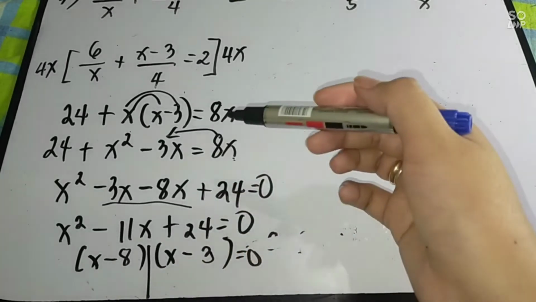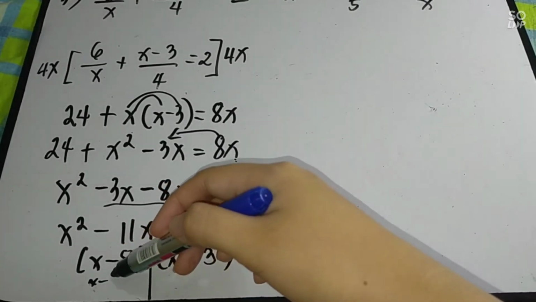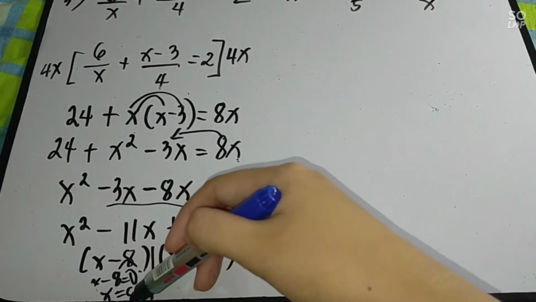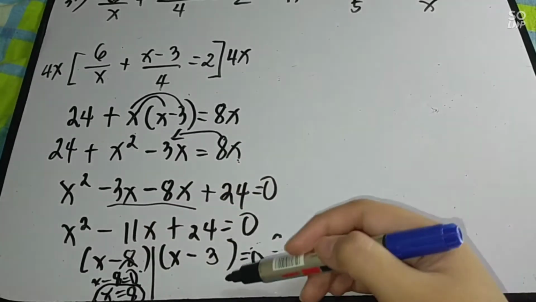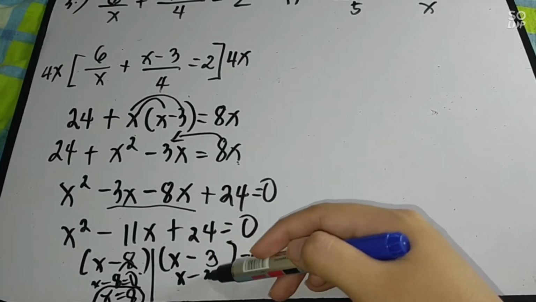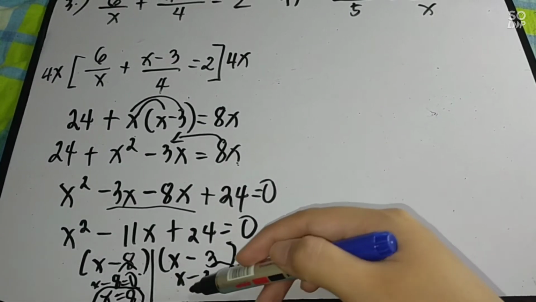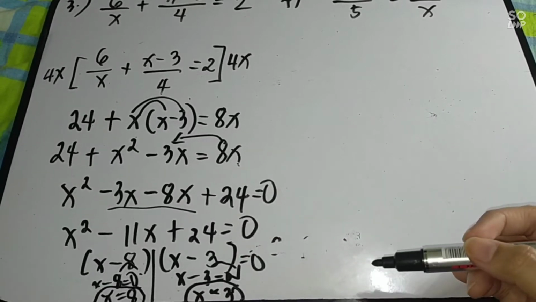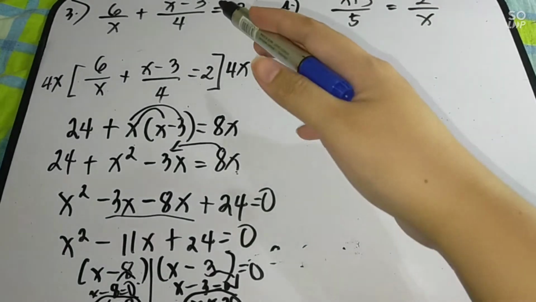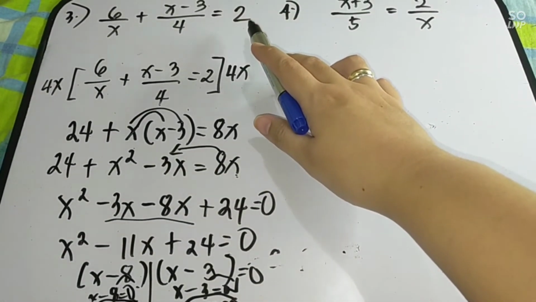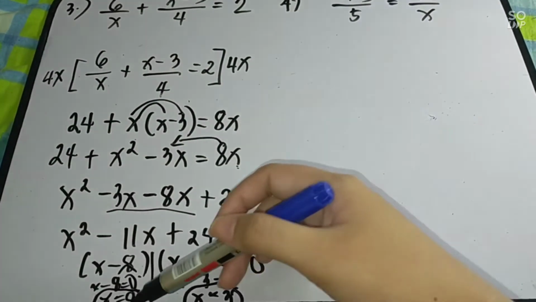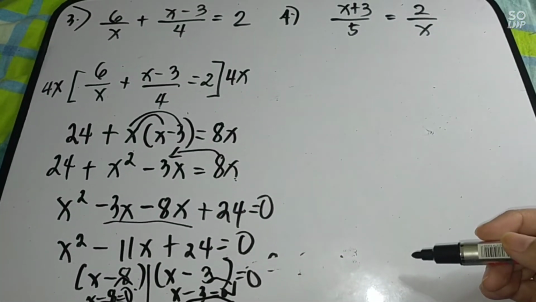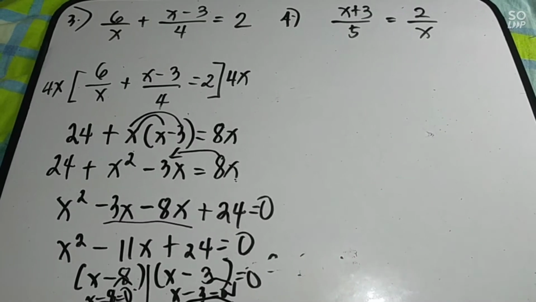Then, solve for x. So, x minus 8 is equal to 0. Just transpose. X is equals to positive 8. So, you have now your first x. Next, x minus 3 equals to 0. Just transpose negative 3. Therefore, x is equals to positive 3. So, yan yung pangalawa mong x. So, the roots of this expressions or equations is x is equals to 8, then x is equals to 3. Is it clear? Next tayo, let us have number 4.